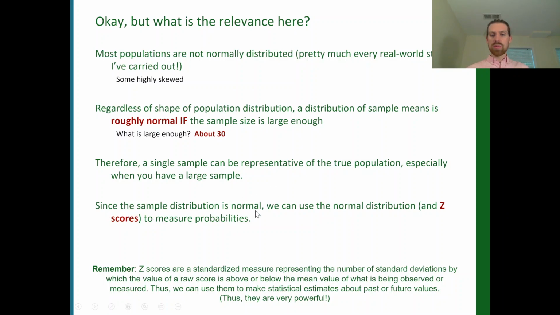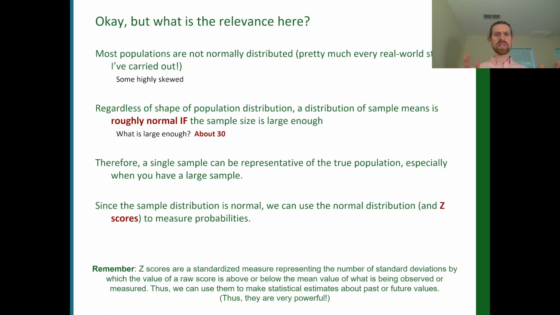So since the sample distribution is normal, we can then use the normal distribution and z-scores to measure probabilities. Okay, so you'll just need to rack your brain back. When we covered z-scores previously, think about what we did with probability. The z-score is basically a standardized measure which represents the number of standard deviations by which a value is either above or below the mean, for example.